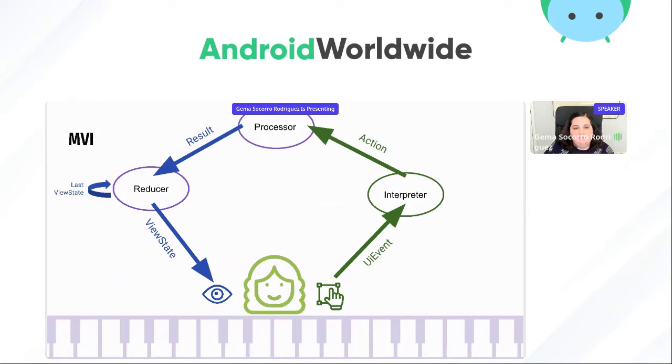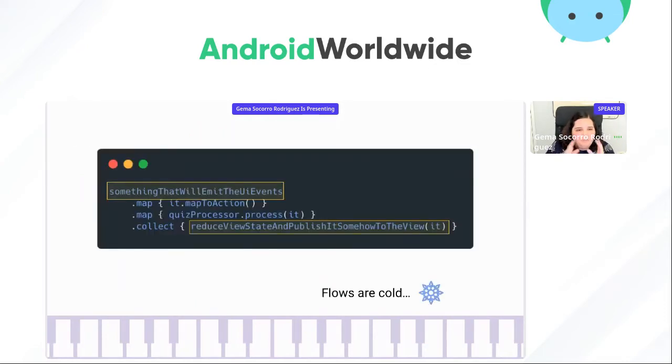Okay, so here we have again our graph, and we are going to translate it into code to something like that. So we will have something that will emit the UI events, hopefully a flow. Then we will map it to an action. Then we will map it again. It will go to the processor and it will be processed and generate a result. In my case, for example, I skip the part of mapping to action. And then we will have to collect it and publish this new view state, after it has been reduced, to the UI.